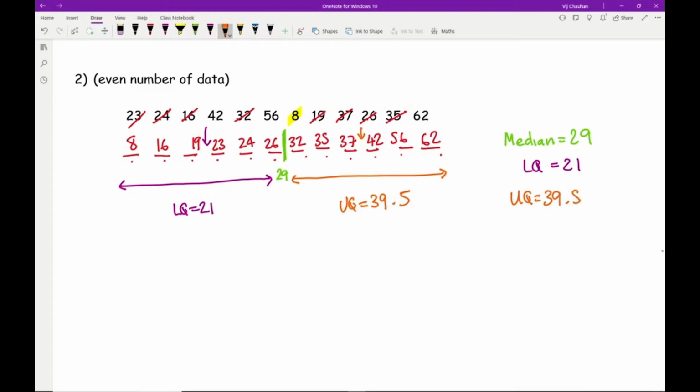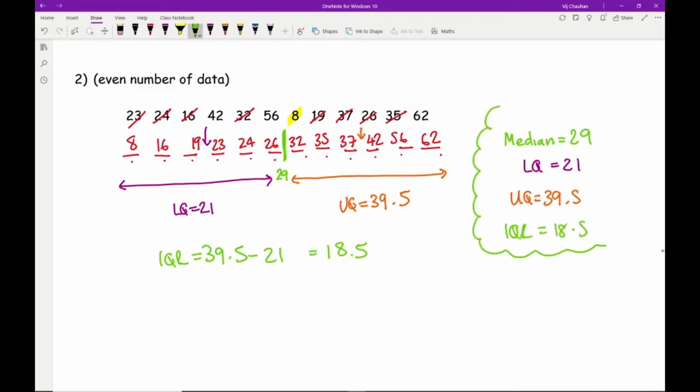And then the last thing for me to do is work out what the interquartile range is. So the IQR is going to be 39.5 minus 21, which is going to give me 18.5. So the IQR is 18.5, and there is my quartiles calculated.